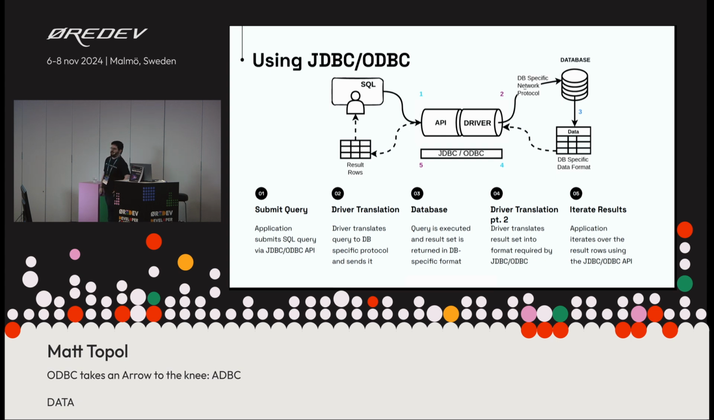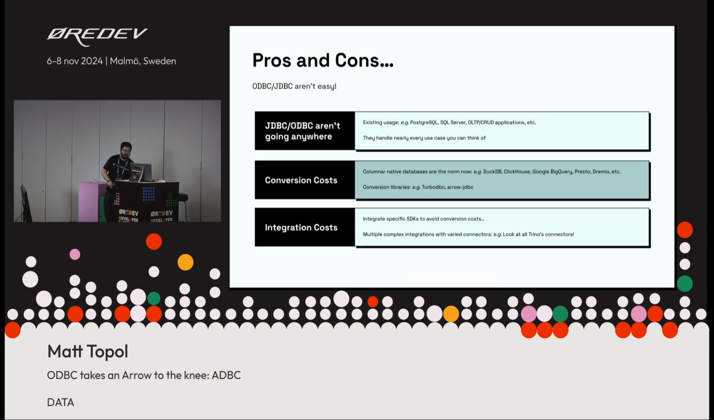And then the application can finally iterate the results coming out of that API. And that's kind of your standard workflow when you're dealing with ODBC and JDBC, as it has been for the past 20-some odd years or more, 30-something years. And there are pros and cons to it. JDBC and ODBC aren't going anywhere.